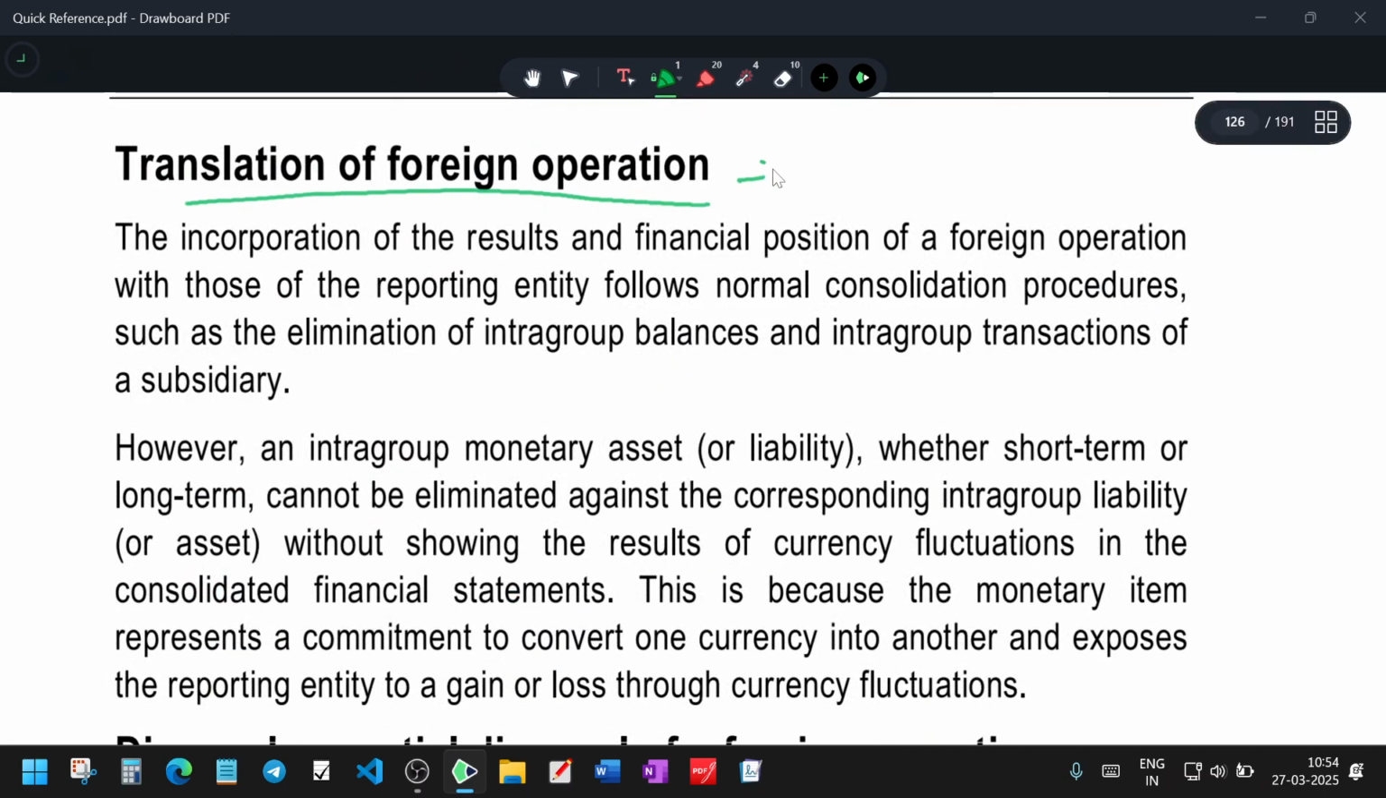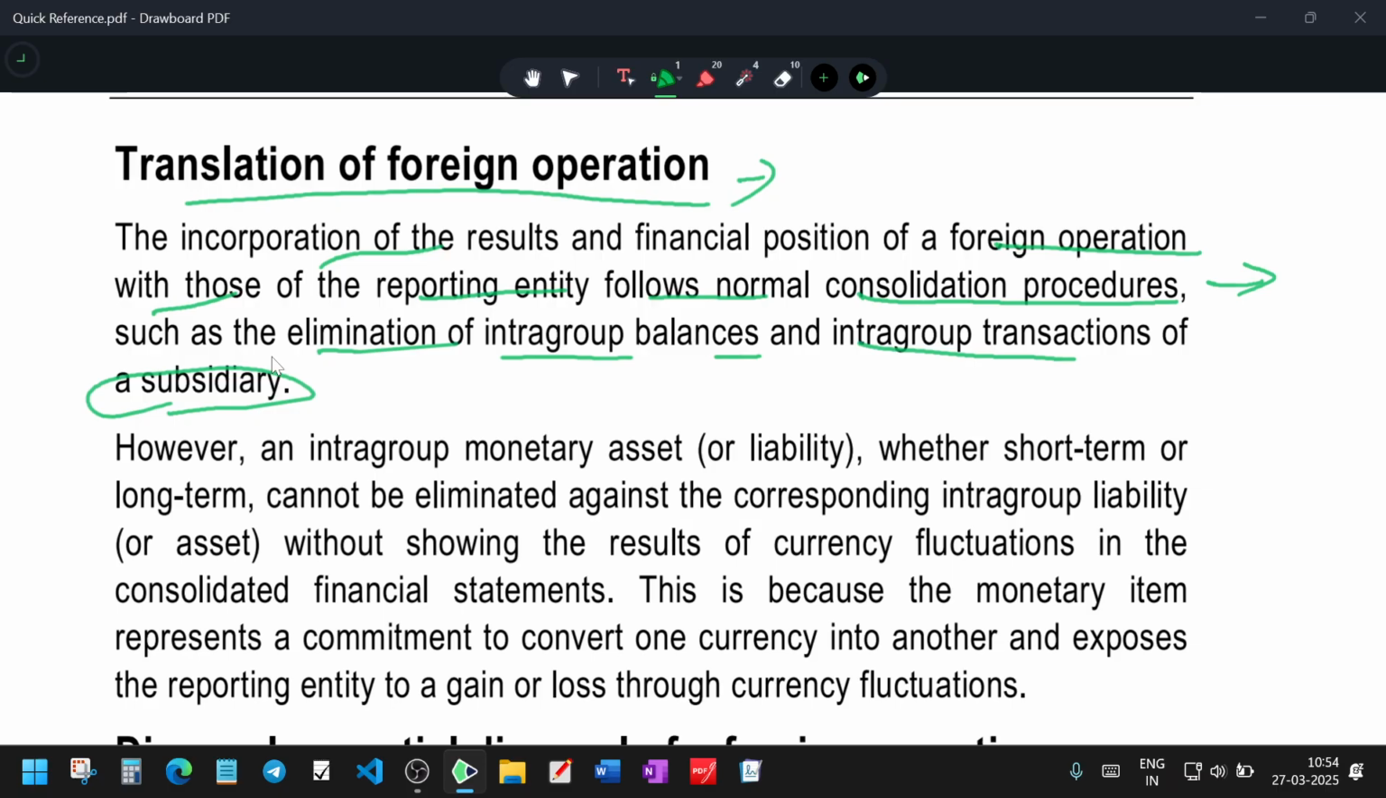Translation of foreign operation. What is the translation of a foreign operation? The incorporation of the results and financial position of a foreign operation with those of the reporting entity follows normal consolidation procedure, such as elimination of intragroup balances and intragroup transactions of a subsidiary. So first of all, prepare a balance sheet. What you need to do is eliminate intragroup transactions and intragroup balances. You should first close them off while consolidating, because when you consolidate, you book all the intragroup items.